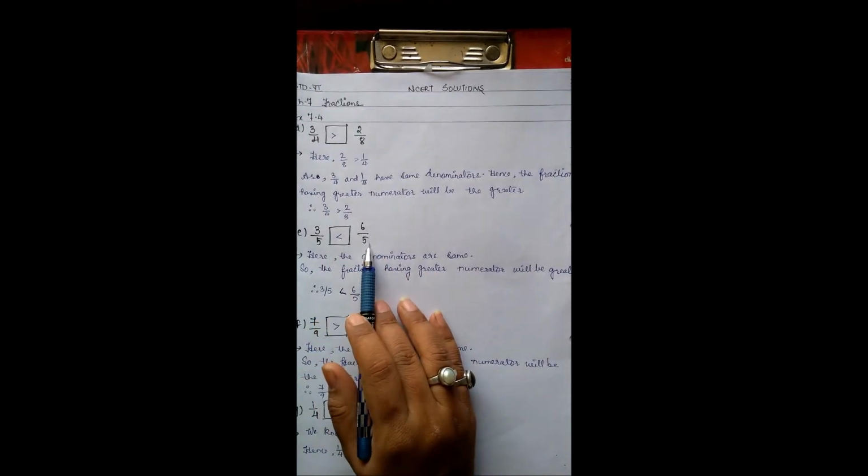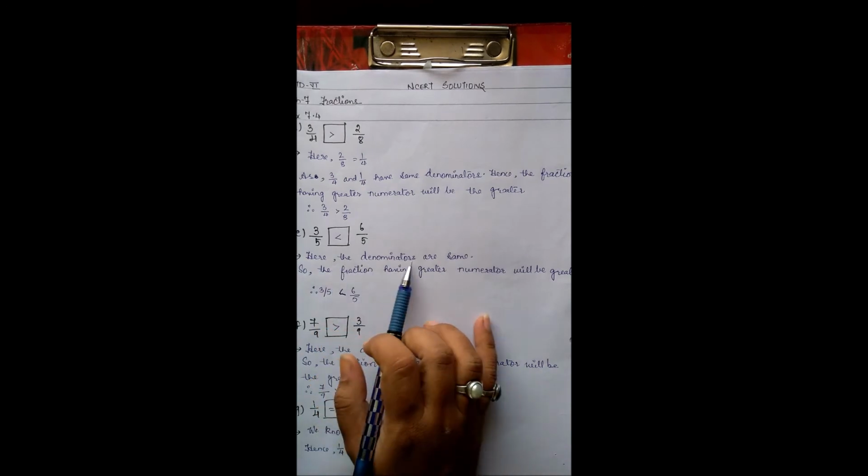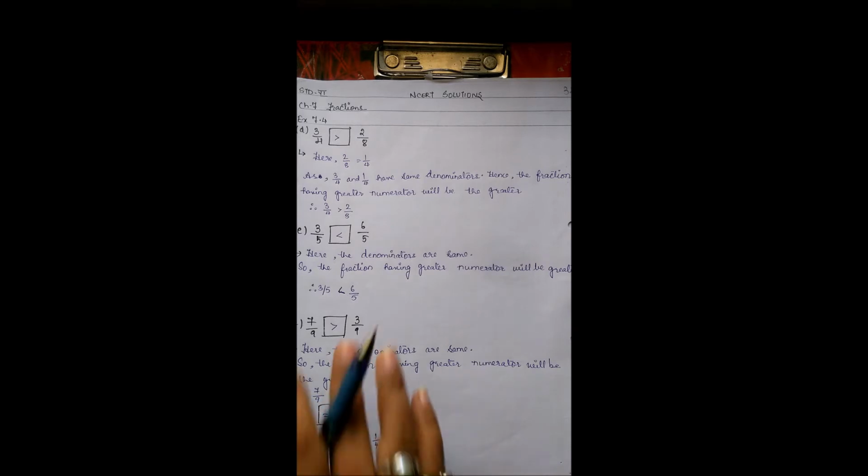3 by 5 and 6 by 5. Here the denominators are same. So the fraction having greater numerator will be the greater. So it is 6 by 5. 7 upon 9 and 3 upon 9. Denominators are same. So the fraction having greater numerator will be the greater. 1 upon 4 and 2 upon 8. If we reduce 2 upon 8, then it will become 1 upon 4. That means these two are equal.